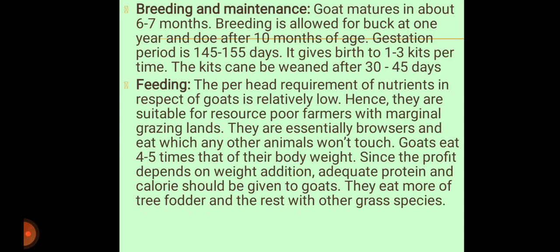Goats eat 4 to 5 times of their body weight, and since the profit depends on the weight addition, adequate protein and calories should be given to goats. They eat more of the tree fodder and the rest with other grass species.